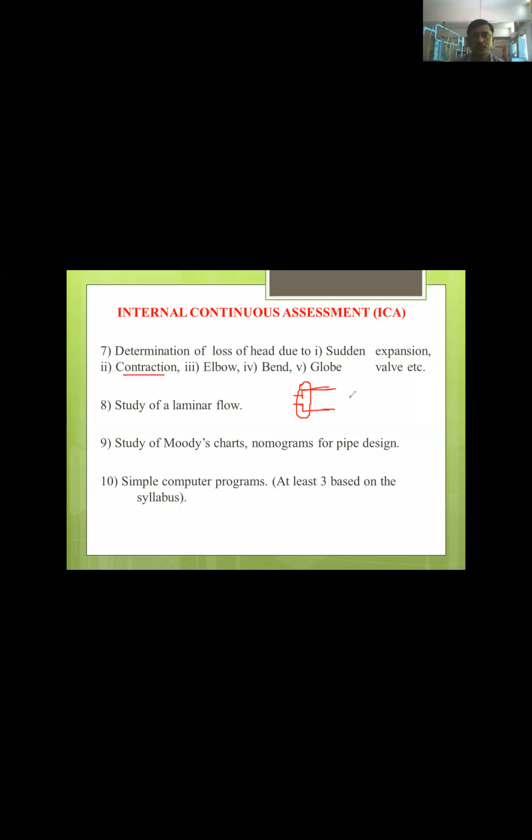Then head loss due to sudden contraction. If the water is flowing from a larger diameter pipe to a smaller diameter pipe, then at this particular region or section, loss of head is going to occur. Loss of energy occurs, and that loss is called the head loss due to contraction. Similarly, sometimes there is a change in direction of the flow, and there we use bends or elbows to connect the two pipes having two different directions. So elbows and bends: how to find out the head loss due to these bends or elbows?